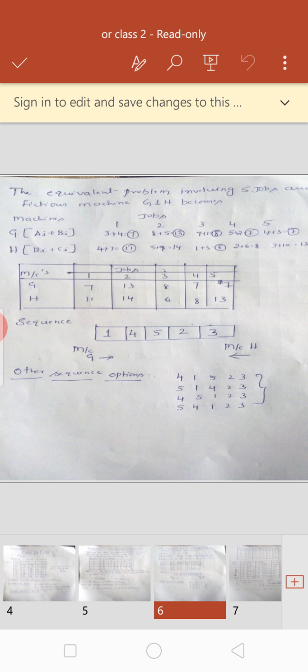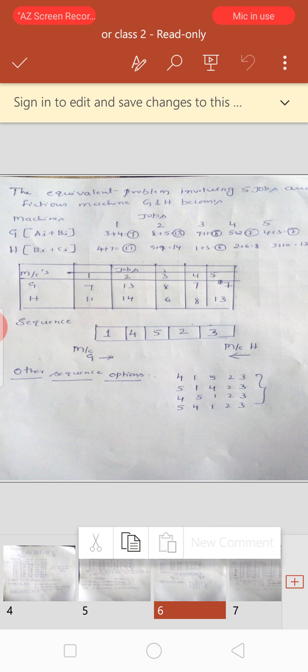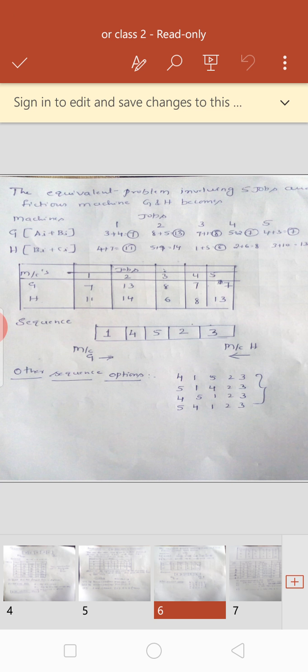4Y 1, 2, 3, 5, 4, 1, 2, 3. These are the other options of getting sequence order using Johnson's rule. If you use any one of these sequence orders, the answer you're going to get is common. Understood? Now, this is the first question they asked in the problem.